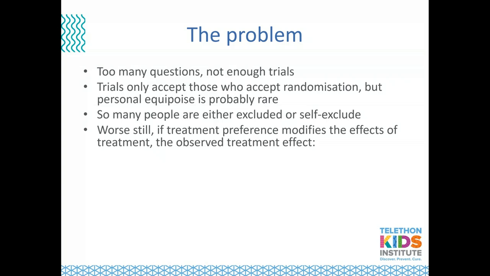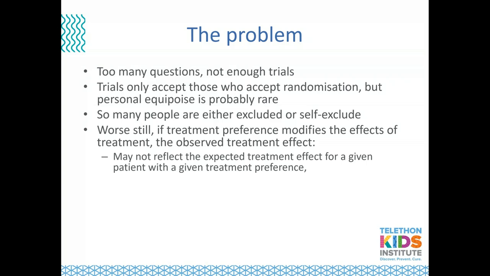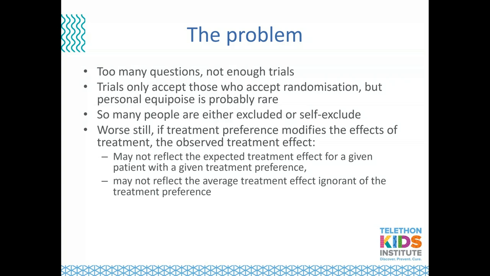But worse, if the treatment preference modifies the effect of treatment, then the observed treatment effect in the clinical trial might not reflect the expected treatment effect for a given patient who may have a treatment preference. And also, it may not actually reflect the average treatment effect, ignorant of treatment preference, because you might have selected a group of patients who are indifferent and whose treatment response is different from the broader group of patients who have a preference for one treatment or the other. So you may, for example, in this situation, find that people who really prefer medicine actually are better off on medicine because they don't adhere to exercise programs.